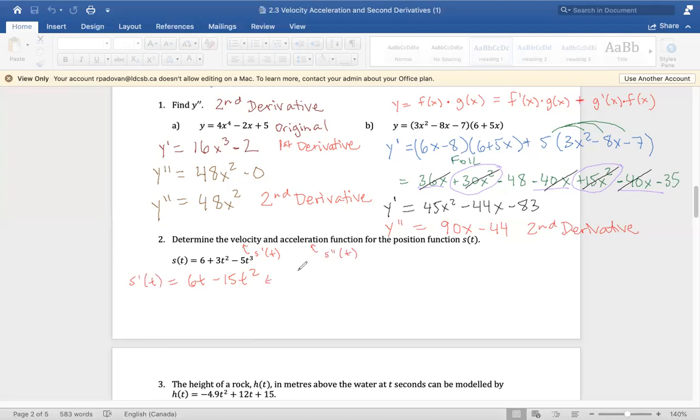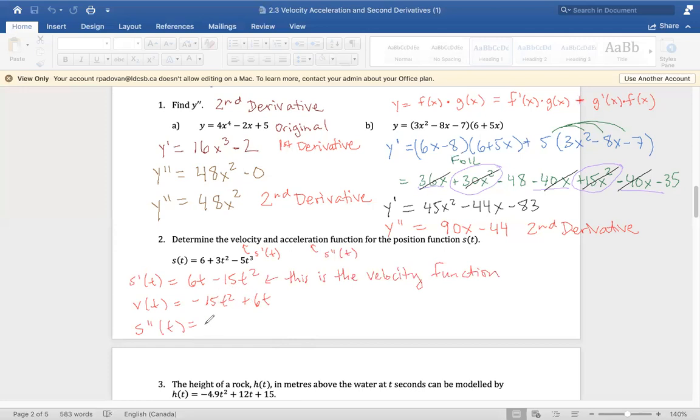So let's write that out. This is, just so we know, the velocity function. So velocity is the first derivative. So I could write that as v of t equaling negative 15t squared plus 6t if I wanted to change the order up, right? Now to get second derivative, s double prime of t, I'm simply just getting the derivative of the velocity function, which is the same thing as the s prime of t, right?